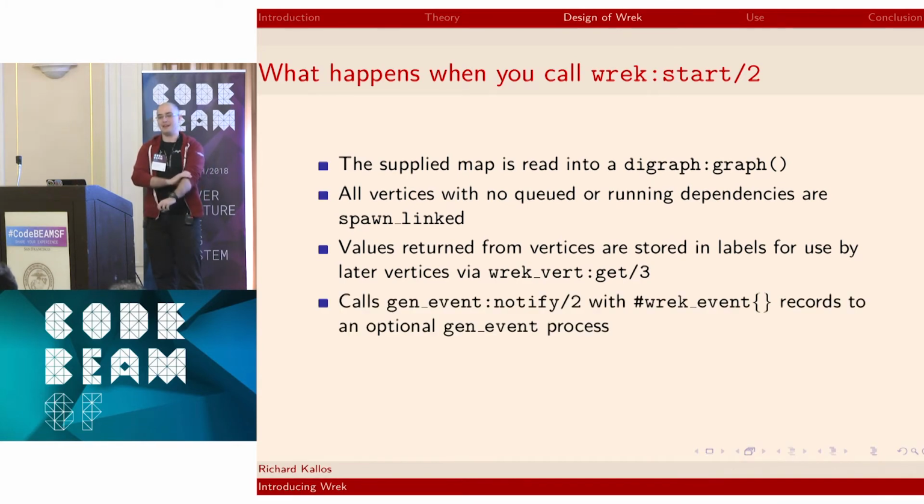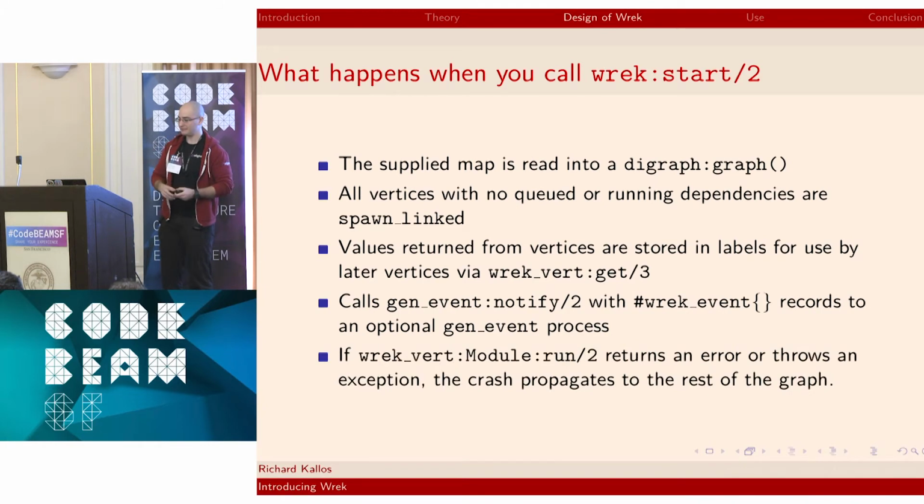And if you supply an event manager process created by gen_event, and you pass that in to Wrek, it will start to pummel your event manager with these event notifications with timestamps and everything, so you can suddenly start adding handlers for things that happen as your DAG is executing. And if your callback returns an error or throws some exception, it will just crash the entire graph. So if you really want things to succeed, I unfortunately give you the burden of catching errors.